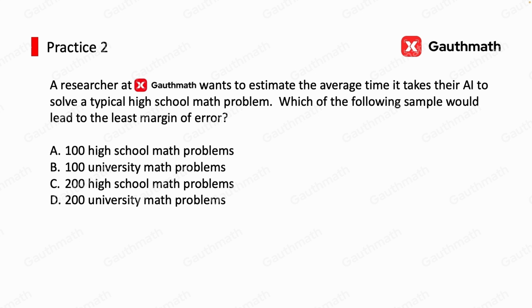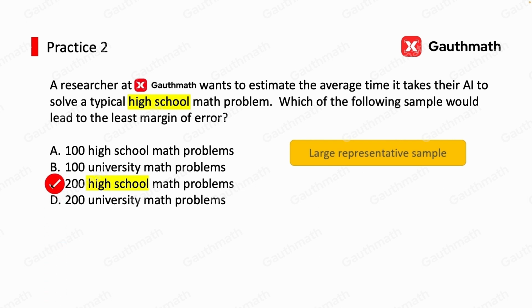Remember, in order to reduce the margin of error, we want large and representative samples. Choice C and D have the largest sample size, 200. But choice C is more representative than choice D, because remember in the question, our goal was to estimate the average time for a typical high school math problem. Therefore, we need high school math problems, not university math problems. Okay, let's move to the next one.